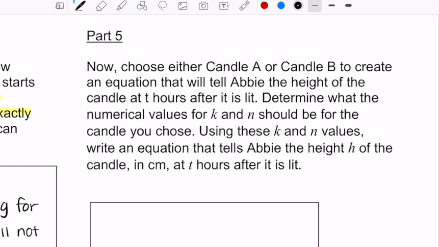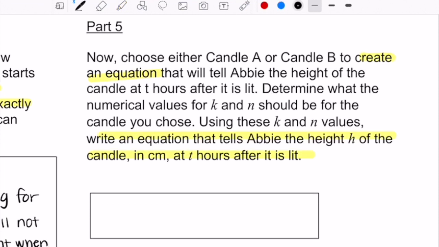So in part 5, it says to choose either candle A or candle B, so you don't have to pick both of them. And it wants you to create an equation. So we're going to create an equation that will tell her the height of the candle at t hours after it is lit. We're going to determine the numerical values for k and n, and then we're going to write an equation. There are 2 answers to this question, but you only have to give one of them. You don't have to say which one you're giving when you answer the question.